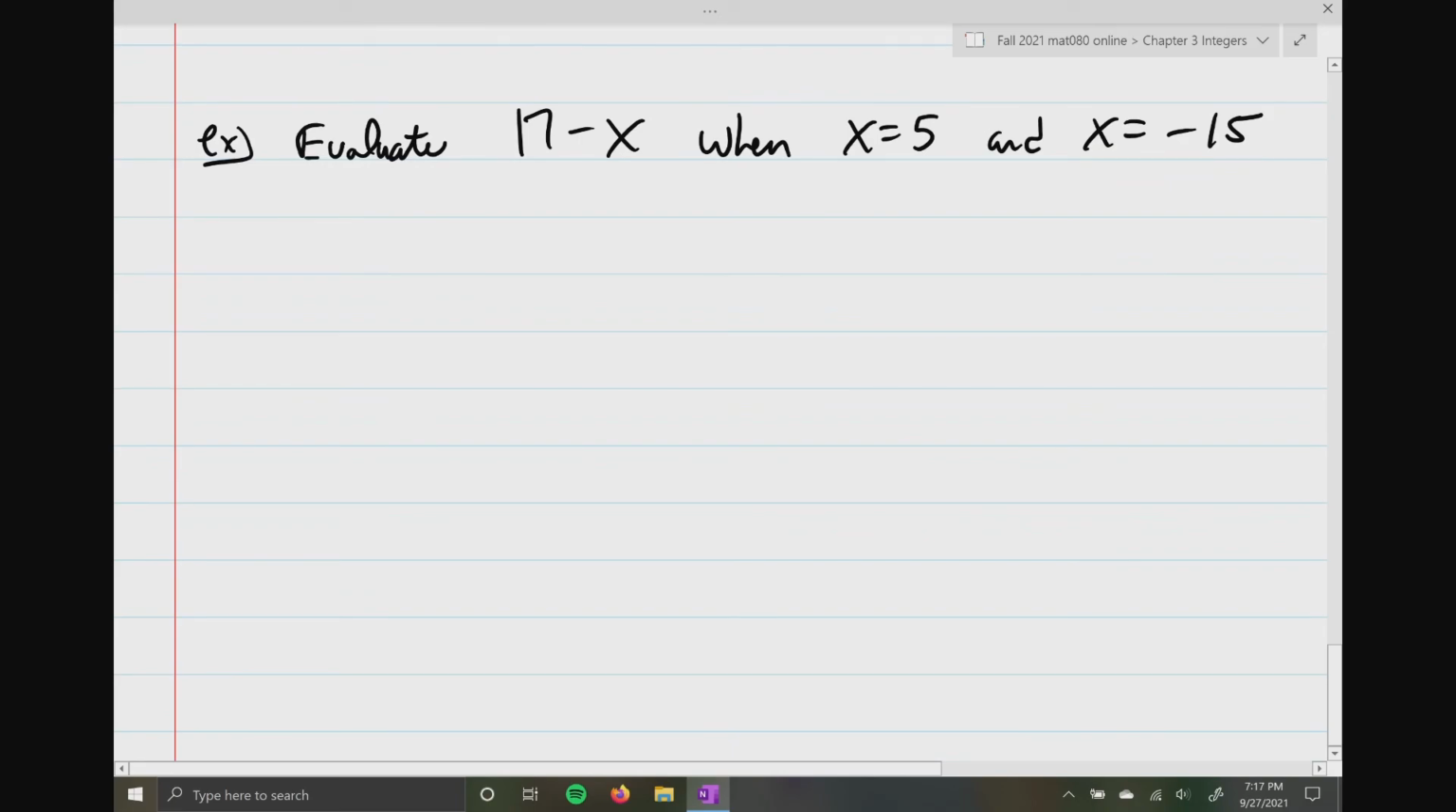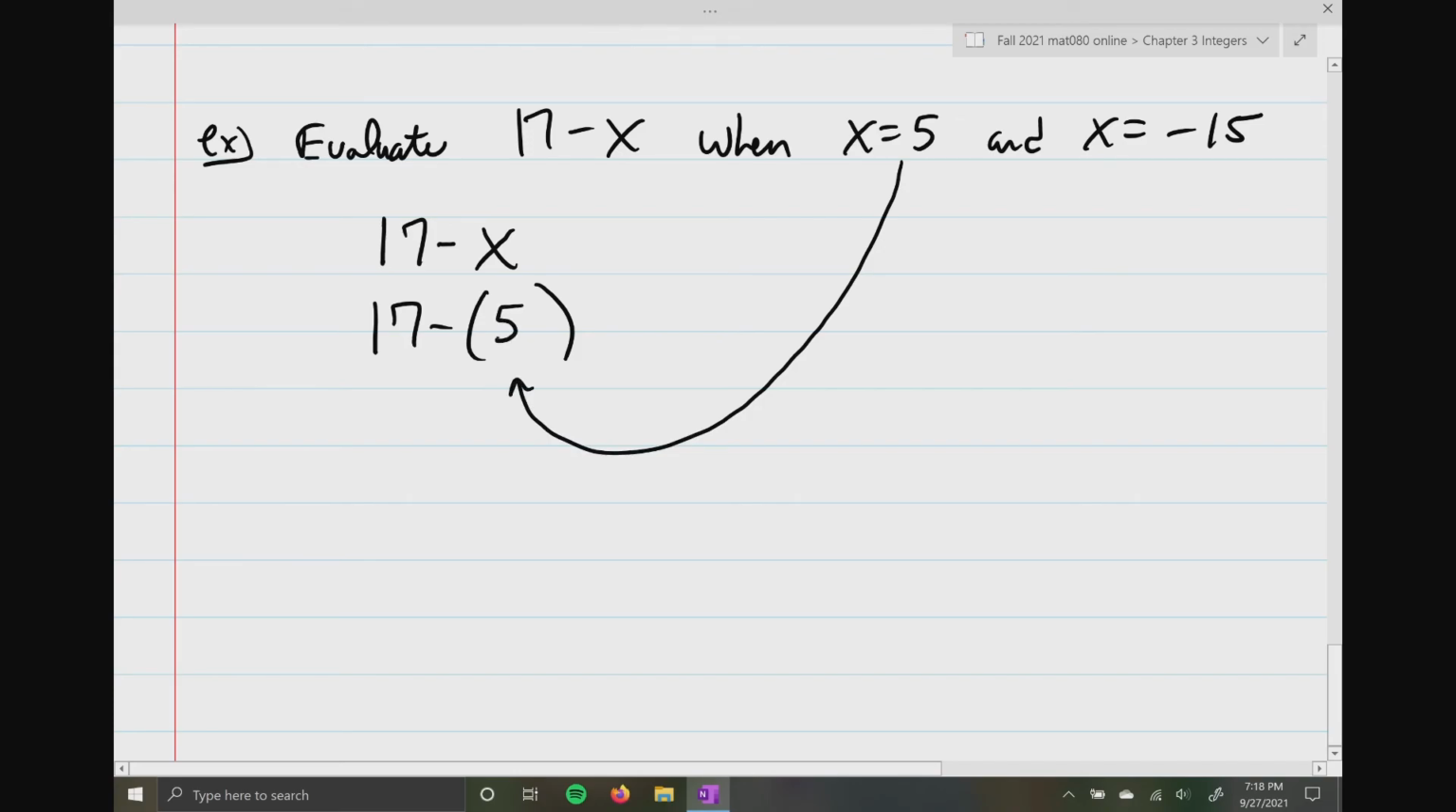Okay, so remember, I like to write the problem and then directly underneath, I rewrite it, and then wherever I see the variable, I put the parentheses. And now you're going to see why. This is where, remember back in chapter 1 and chapter 2, this is now where it pays off. So for the first, we're going to let x equal 5. So I'm just going to substitute in a 5 here. And this is just simple. This is just going to be 17 minus 5. And 17 minus 5 is 12.